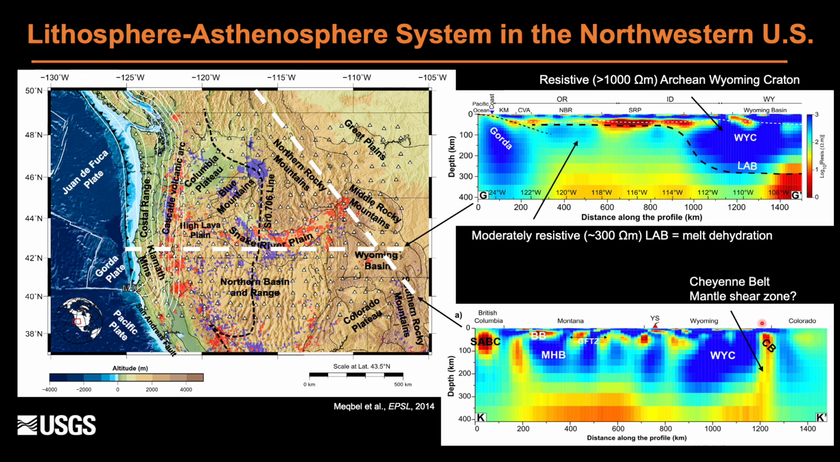Finally, I want to draw your attention to this feature here, labeled CB. This conductor falls along the Cheyenne Belt, which is a suture zone between the Archean Wyoming craton and younger juvenile Paleoproterozoic volcanic arc terrains to the southeast. In the crust, the high conductivity or low resistivity values of around 1 ohm meter can be tied to graphite and sulfide-bearing metasedimentary units that were trapped within the ancient subduction zone that closed during suturing.